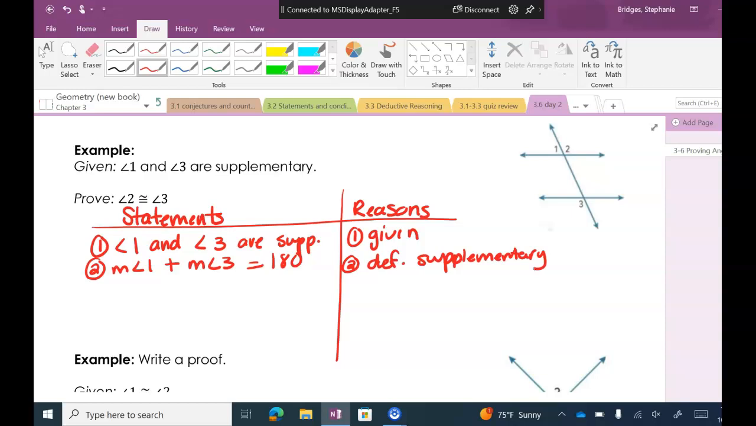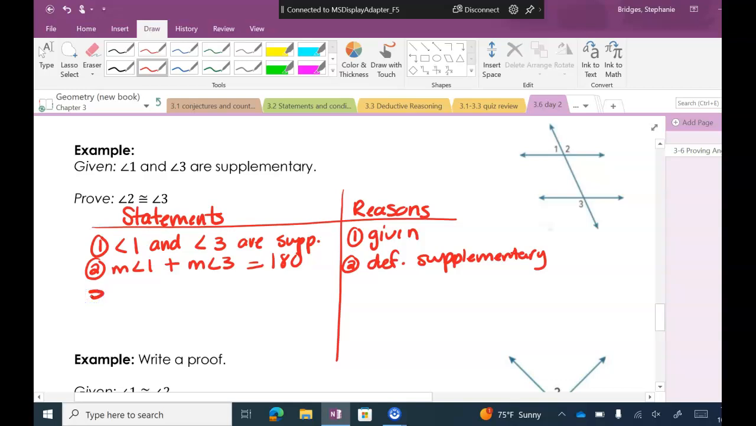Oh, I don't have a 4. It's touching 1, okay. All right. Yes, ma'am. Okay. How do you know angle 1 and angle 2 are supplementary? What do they form? A line. What's the word for that? A linear pair.